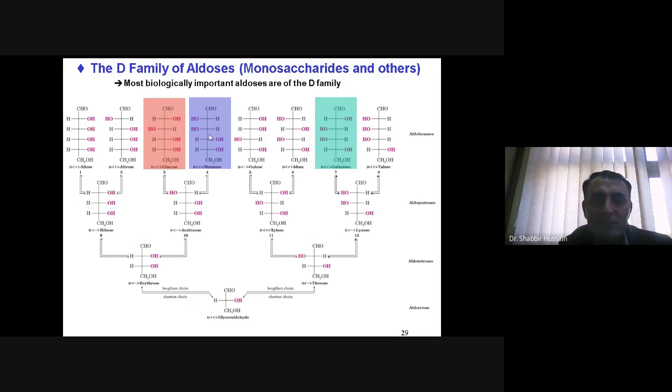Therefore, if the configuration at only one position is changed, those compounds are called epimers to each other. And this phenomenon is called epimerization. I have already discussed in my previous lecture how glucose converts into mannose, right? So this process is also called epimerization. Similarly, you see here D-talose, D-allose, in which all hydroxys are towards the same side. So these are the most important, biologically important aldoses of D family, right?